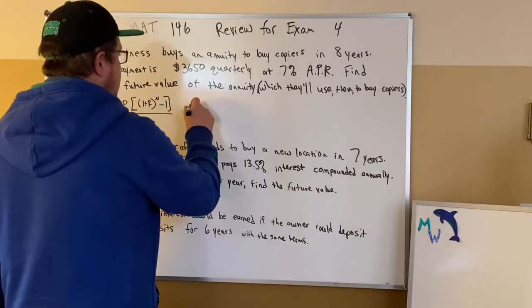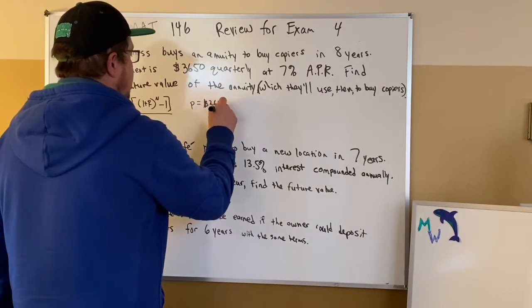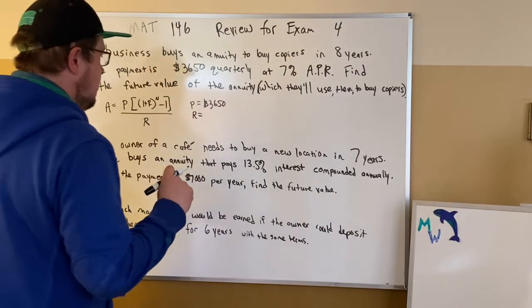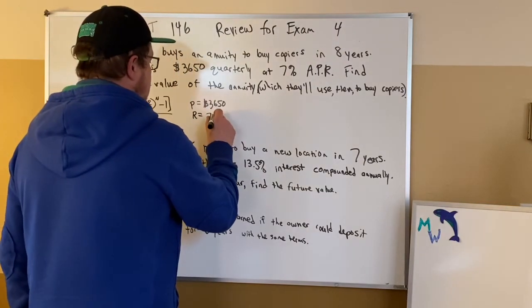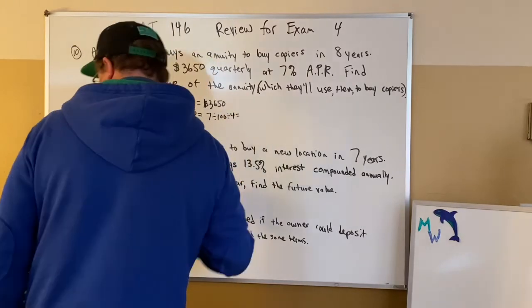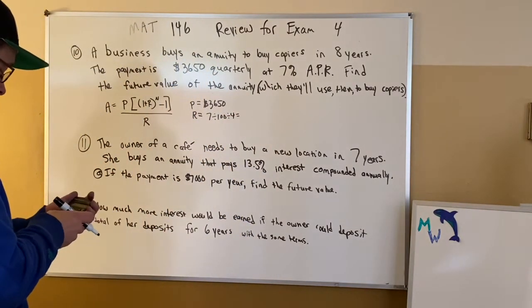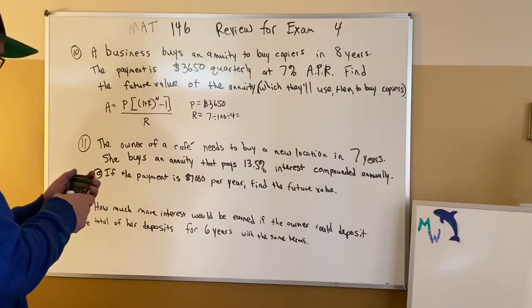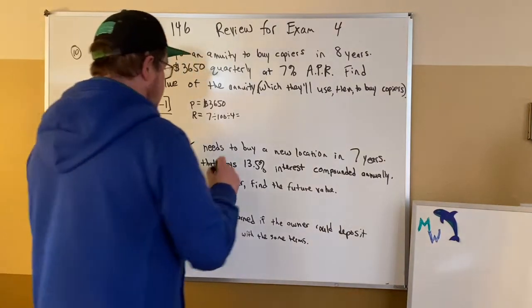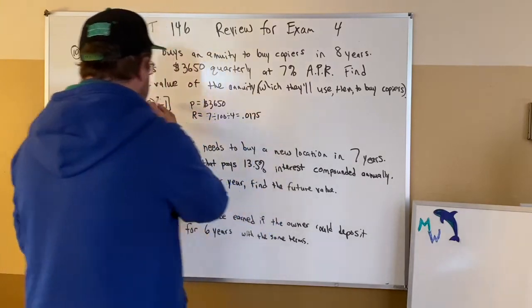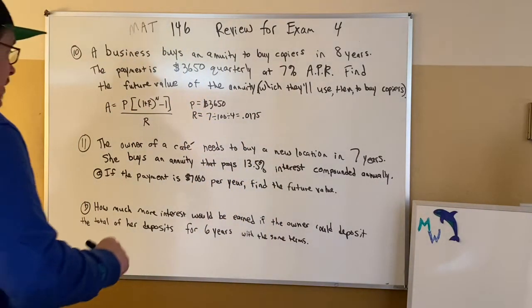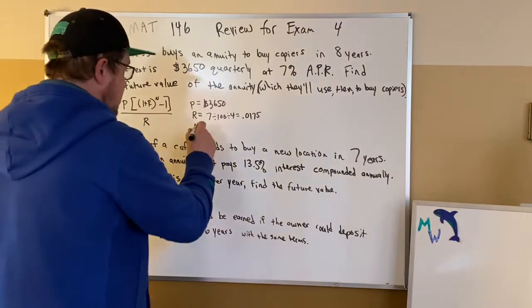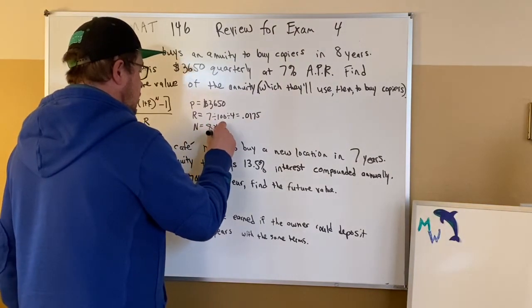P, payment, their own money, $3,650 each time. R, interest rate, quarterly, four times a year. R is 7% divided by 100 and divided by 4 for four times a year. When we do 7 divided by 100, we get 0.07, and then divide that by 4. It comes out to 0.0175, which means the parentheses will be easier to deal with. And N: 8 years, but not just once a year, four times a year. So four times eight, 32.